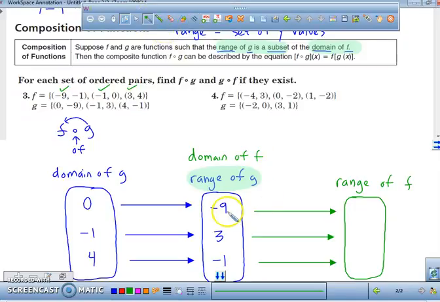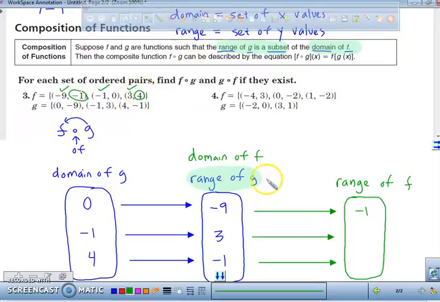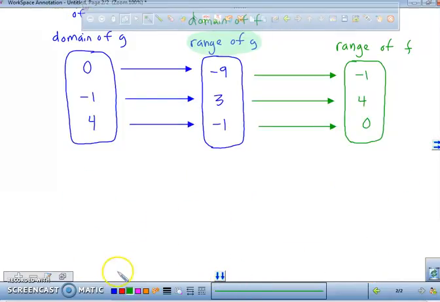So what does -9 eventually lead me to? It leads me to a -1. 3 leads me to a 4. And -1 gets me to 0. So by the way, this does exist. F of G does exist. What did we start with? We started with a 0, and that eventually led me to -1.